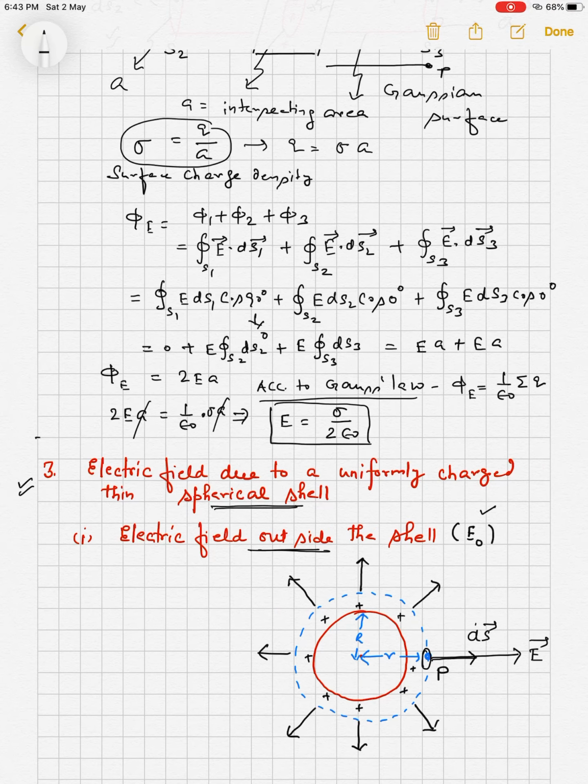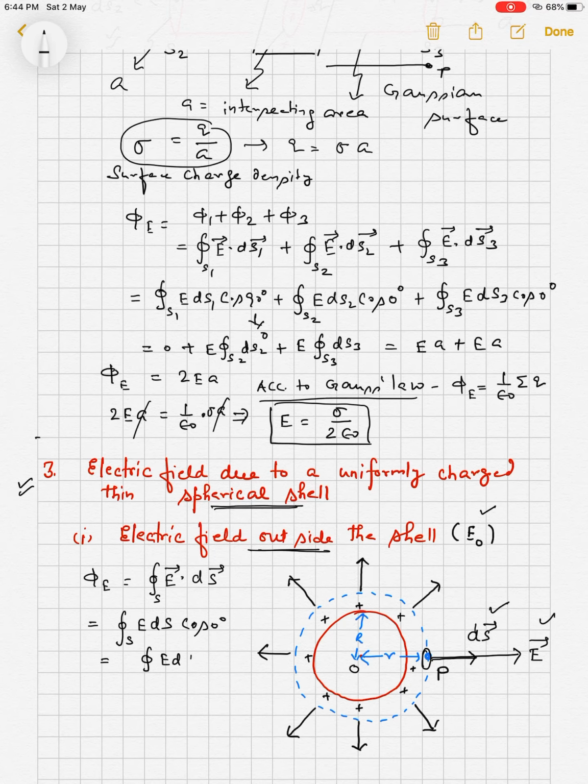ds also will be in this direction. The radius of the spherical cell is capital R, and the distance of the point P from the center O is small r. So the flux phi E is equal to integration E dot ds over the surface S. The angle between ds and E, both being in the same direction, is 0 degree. So E ds cos 0 degree, and cos 0 is 1.